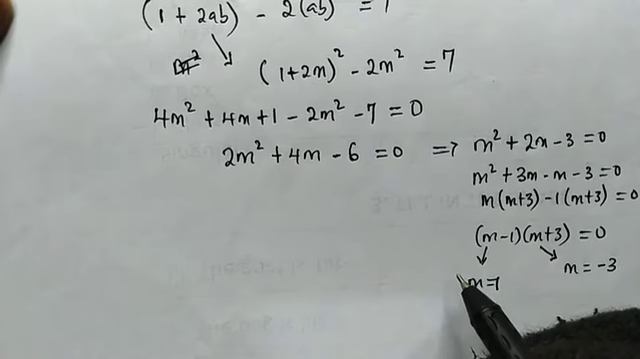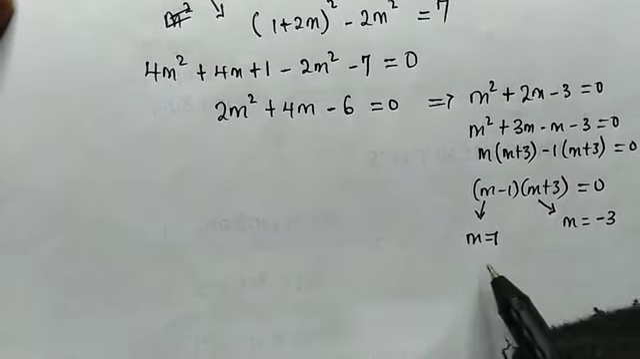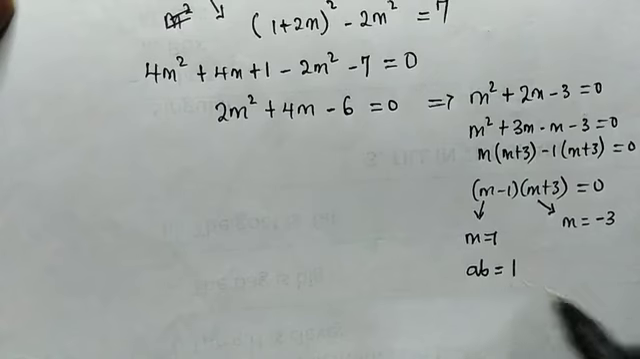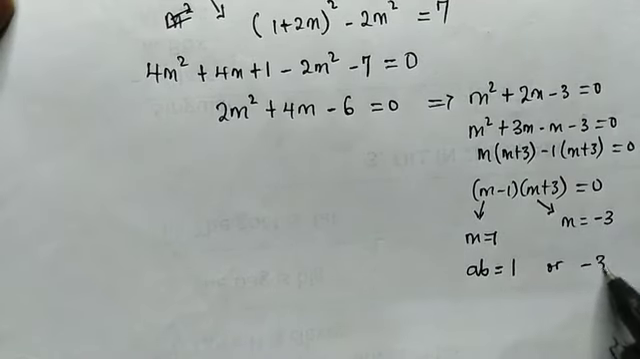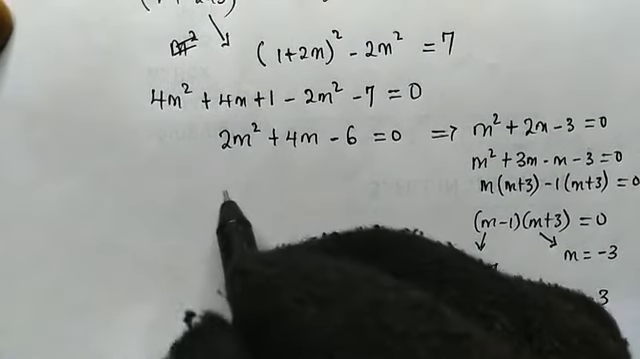So right here we have that m is equal to 1 and m is equal to negative 3. Remember, m is equal to a times b, so we get here that the product of a and b is equal to 1 or negative 3. Okay, now we have two cases here.